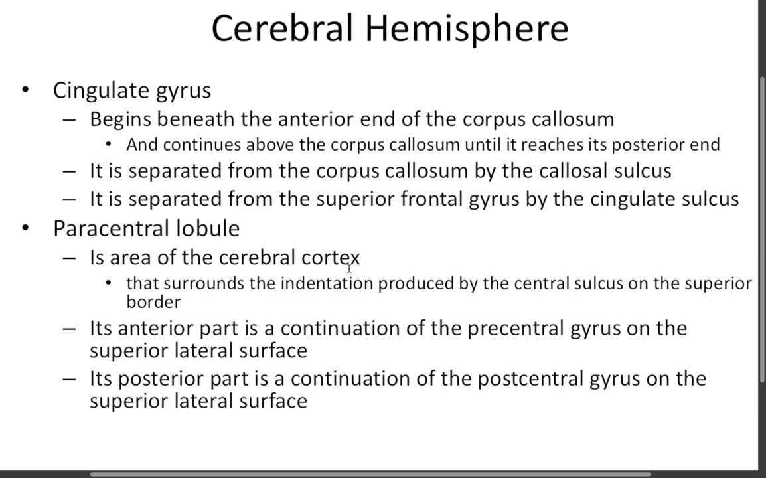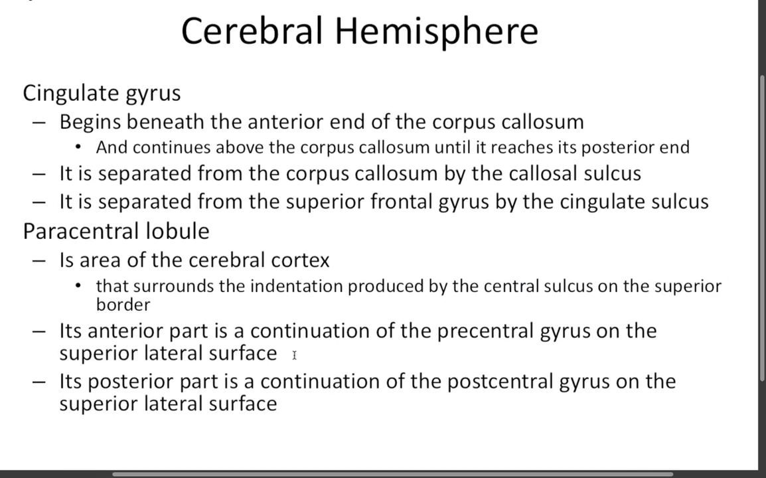And the indentation is the free space, meaning the empty space, that is being produced by the central sulcus. You know that the central sulcus is located more superficially and laterally, and medially it is deficient, which will leave a free space that's going to be occupied by the paracentral lobule. So the paracentral lobule is being surrounded by the indentation produced by the central sulcus on the superior border, okay? So it is located superiorly.